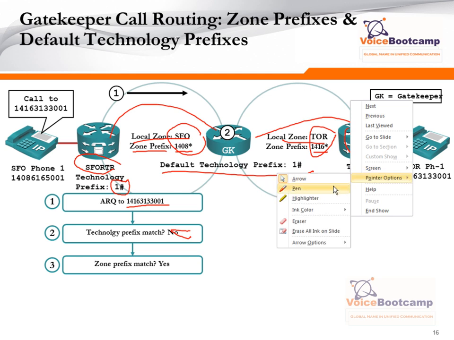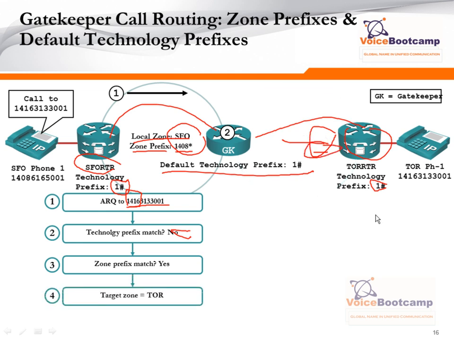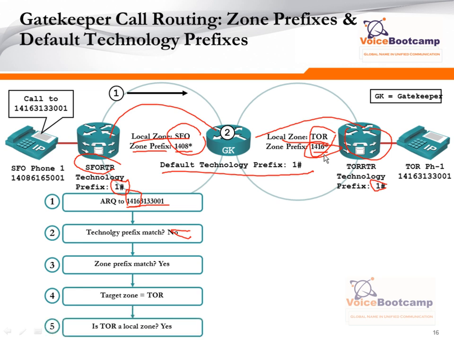So for example, this number will be matched against this particular 416. So a match does occur, and it realizes that the target zone is a local zone, so it does not have to send a location request query to a remote gatekeeper. Local zone Toronto is a local zone.